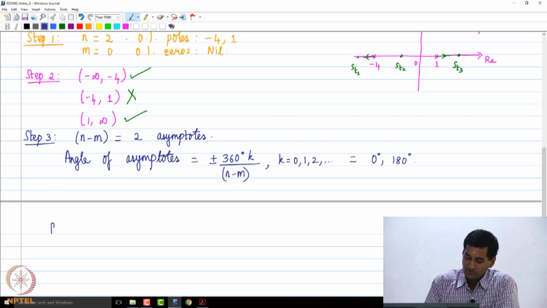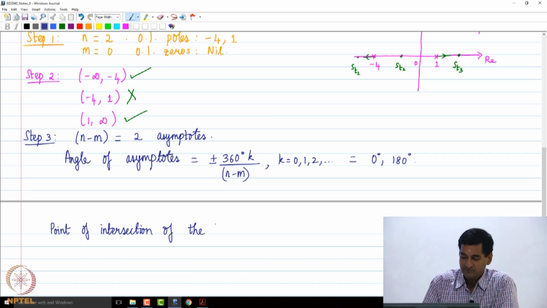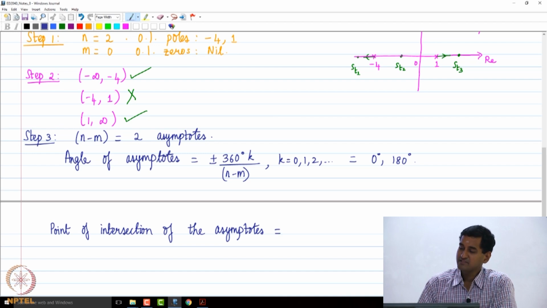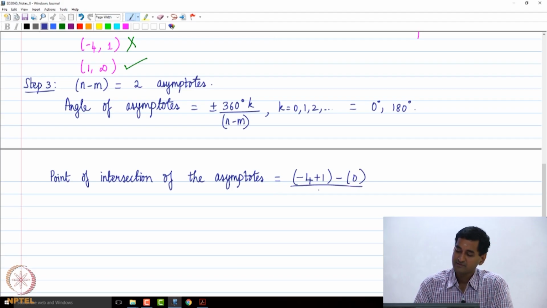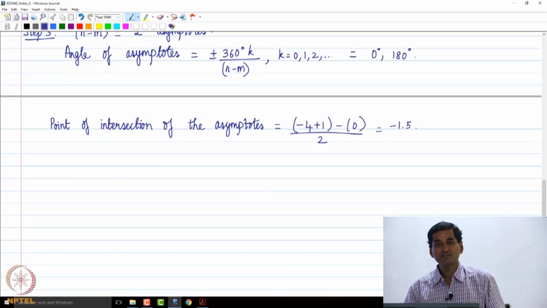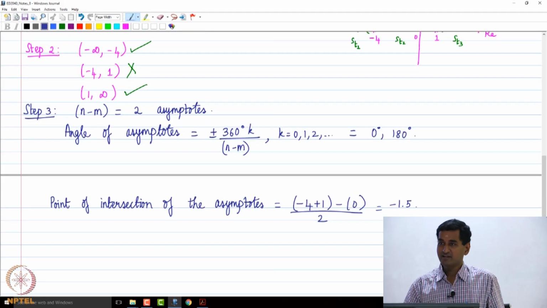Now, the question is what is the point of intersection of the asymptotes? The formula still remains the same. That is nothing but the sum of open loop poles minus the sum of open loop zeros divided by n minus m. What is the sum of open loop poles? It is going to be minus 4 plus 1, minus 3. Then there are no open loop zeros, divided by n minus m, that is going to be 2. So it is still going to be minus 1.5. That is the same thing which we obtained previously with negative feedback.